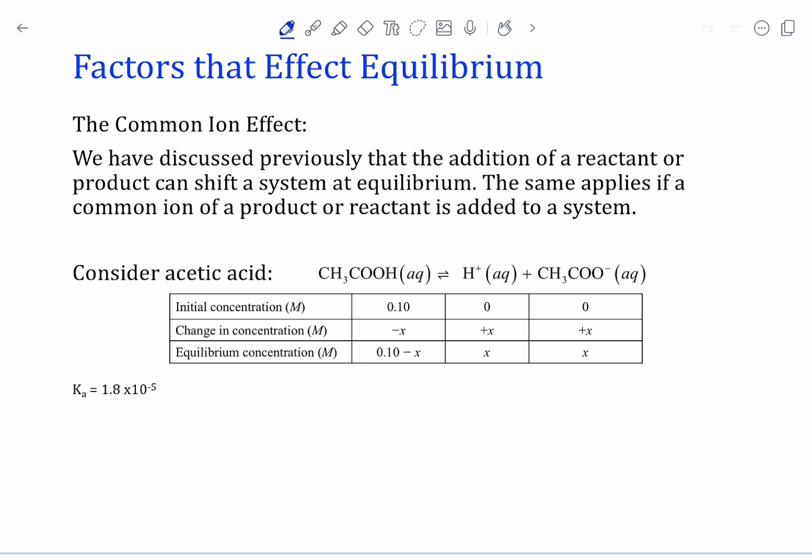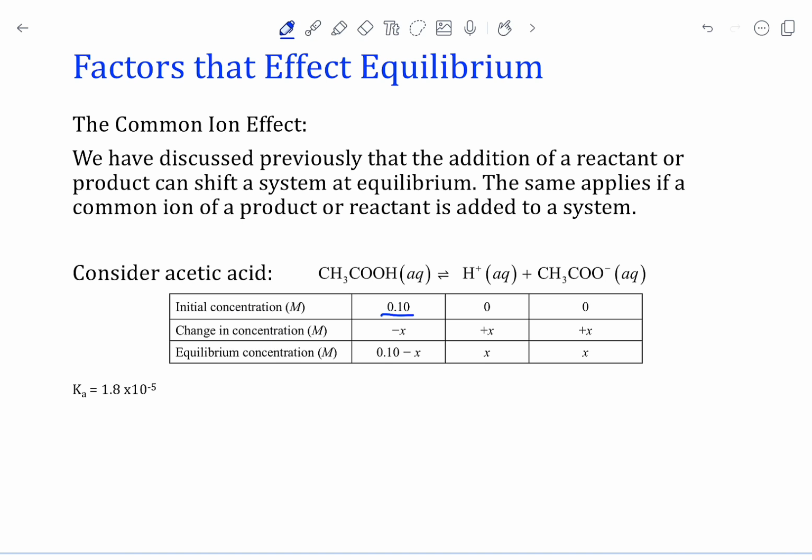We have discussed previously that the addition of a reactant or a product can shift a system at equilibrium. That's Le Chatelier's principle. The same applies if a common ion of a product or reactant is added to a system. So let's consider our equilibrium of acetic acid and assume that we start with an acetic acid solution with a concentration of 0.10 molar, which we know from our ICE table here. If we start with 0.1 molar acetic acid, then our initial concentration of H plus is 0, as well as the concentration for our acetate ion is 0.